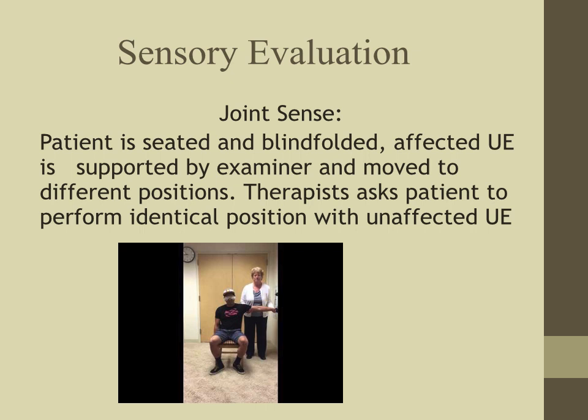As part of the Brunnstrom approach, there is a sensory evaluation that takes place as well. Part of that is the joint sense, and this is conducted by the patient being seated and blindfolded. The affected upper extremity is supported by the examiner and moved to different positions. The therapist asks the patient to perform an identical position with the unaffected upper extremity. We have a video demonstration of this that we would encourage you to take a look at, and it demonstrates the joint sense technique that is used.